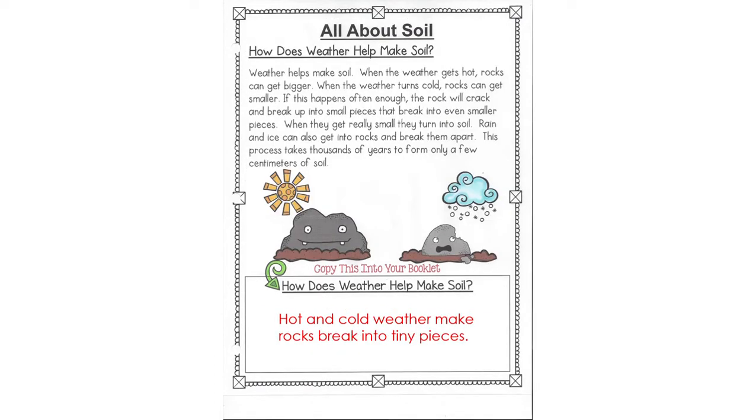So our next page is, how does weather help make soil? How does weather help make soil? Weather helps to make soil. When the weather gets hot, rocks can get bigger. Can you believe it? I bet you never knew that. But rocks get bigger when they get hot. Now, everything can actually get bigger when it gets hot. Because the molecules, the particles in something, are getting really hot, so they want to spread out.